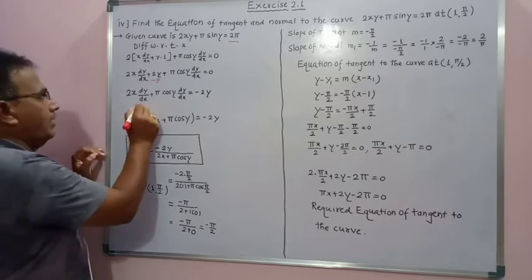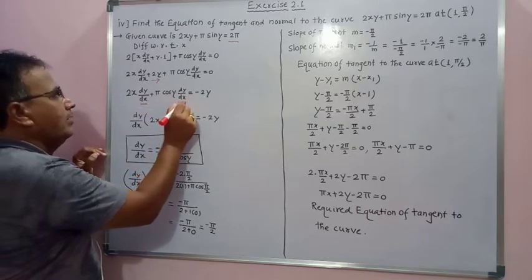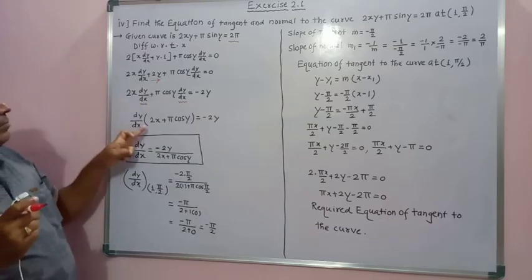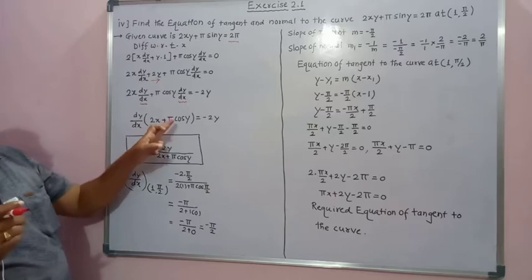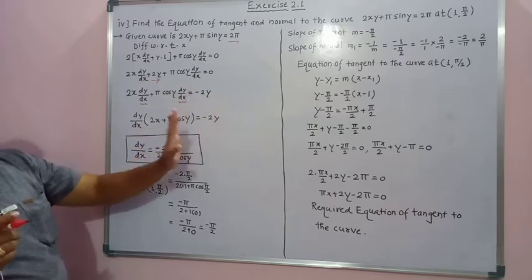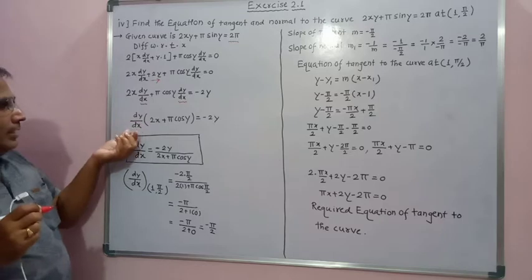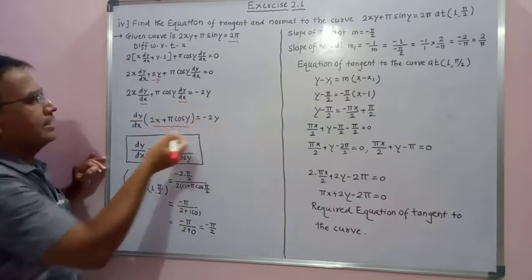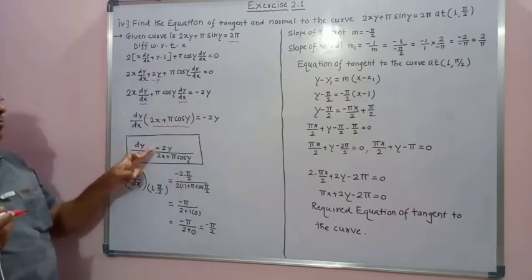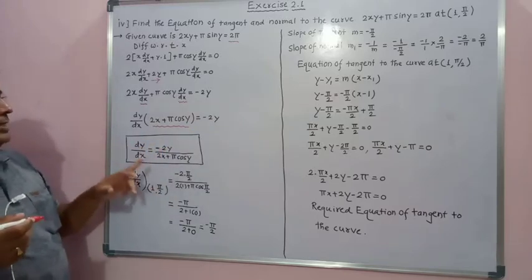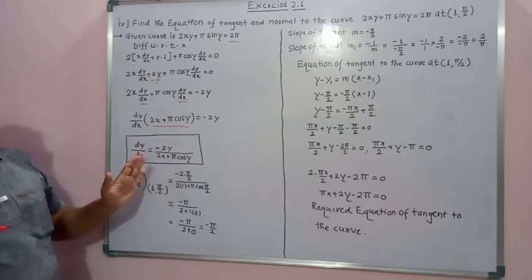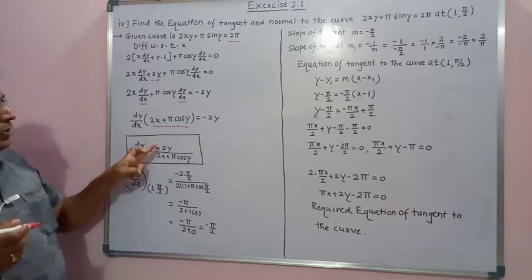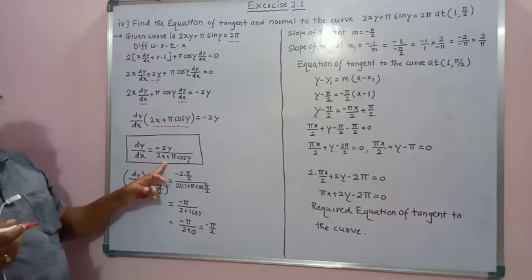Therefore, this dy by dx and this dy by dx are similar, so dy by dx is common. The remaining part in the bracket is 2x plus pi into cos y, equal to minus 2y as it is. Therefore, dy by dx equal to minus 2y divided by 2x plus pi into cos y. This is the value of dy by dx, meaning the slope of tangent is minus 2y divided by 2x plus pi into cos y.